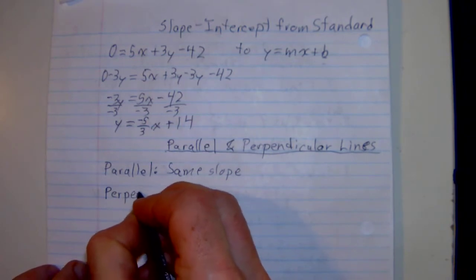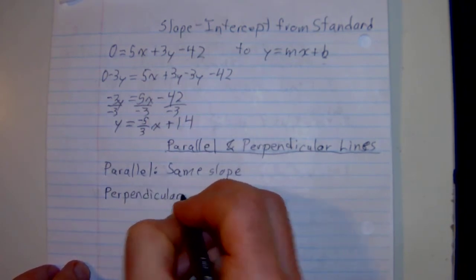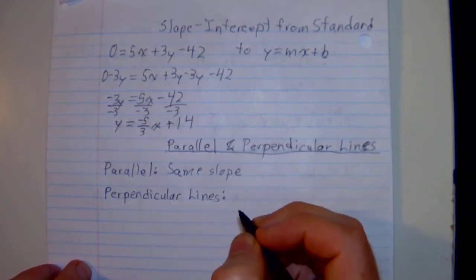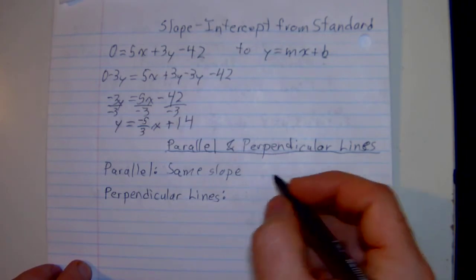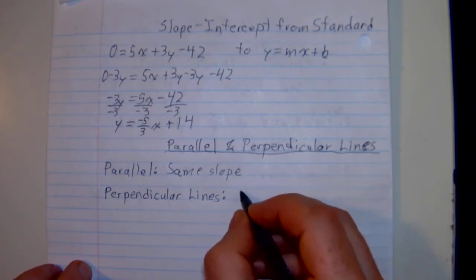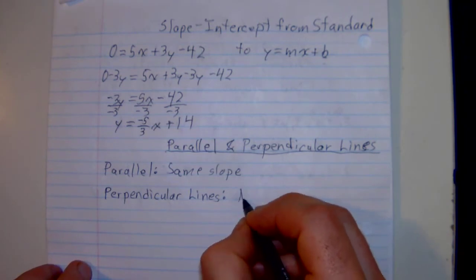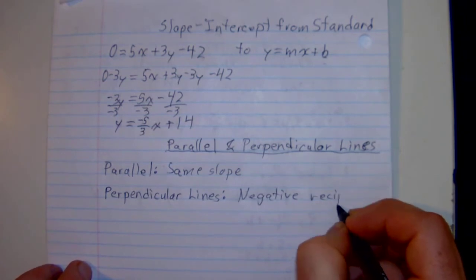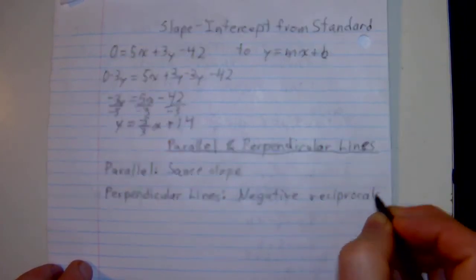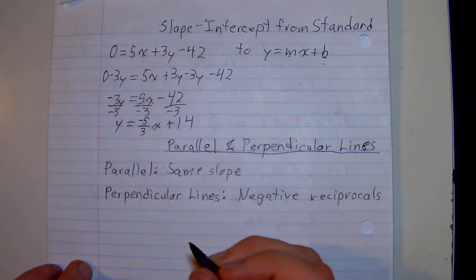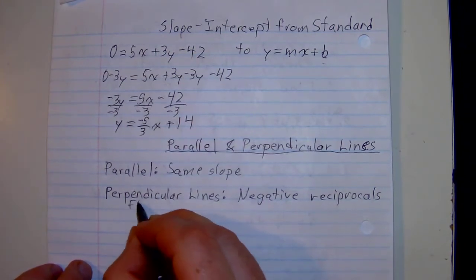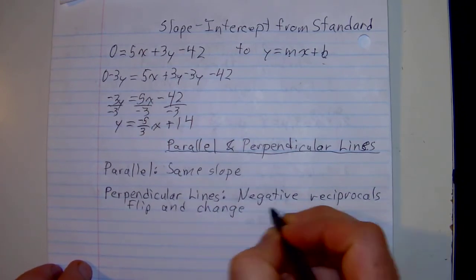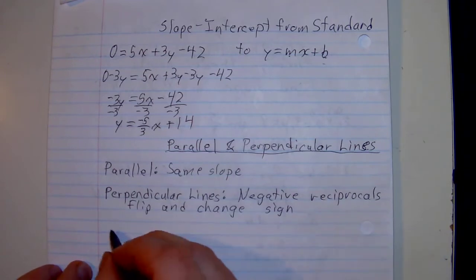So parallel lines always have the same slope. Perpendicular lines, well, they're a little bit different. So we say that the slopes are negative reciprocals if the two lines are perpendicular. And that's a fancy way of saying flip the fraction and change the sign. So I'm going to give you some examples.